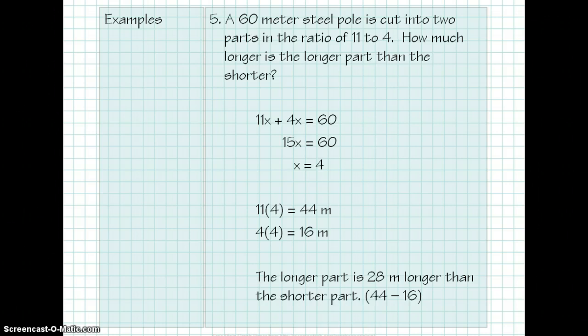Now, what you also could have done here, once you found your common factor, is say, well, 11 minus 4 is going to be 7. 7 times 4 is going to be 28. So that's going to be the difference between these two pieces. You could have worked it that way as well.